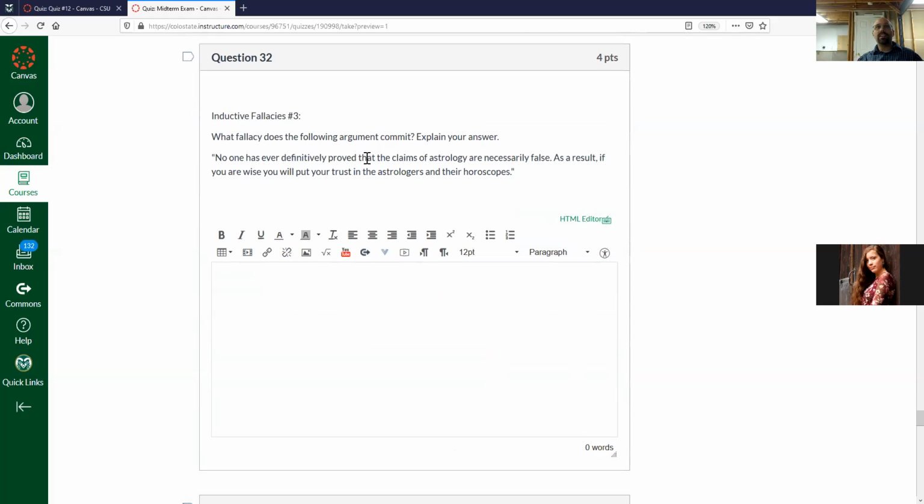No one has ever definitively proved that the claims of astrology are necessarily false. As a result, if you are wise, you'll put your trust in the astrologers and their horoscopes. This one pretty clearly seems to be absence of evidence. The fact that astrology hasn't been definitively disproven doesn't give you any reason to believe that it's actually true.